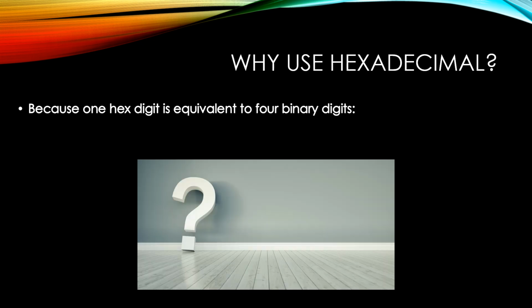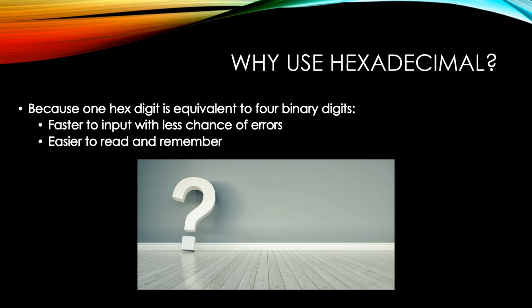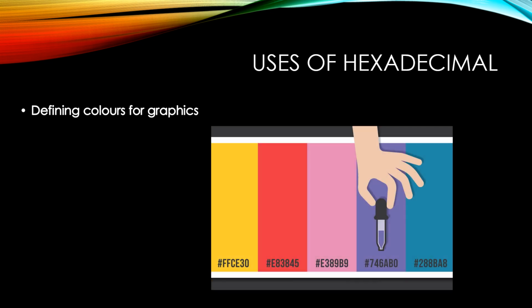Because one hex digit is equivalent to 4 binary digits, it is faster to input hexadecimal with less chance of errors because you type fewer values. It's also easier to read and remember hexadecimal for the same reason that there are fewer values to remember. You may already be familiar with the use of hexadecimal for defining colours in certain graphics programs. 6 hexadecimal digits represent 24 bits of information that would otherwise be needed. Hexadecimal is also used for MAC addresses and for assembly code.